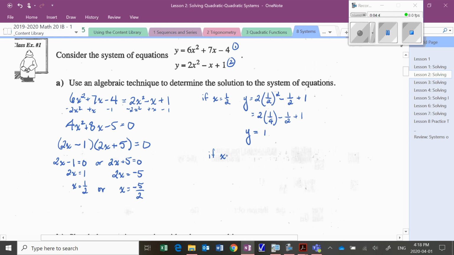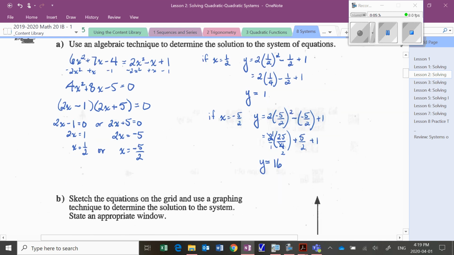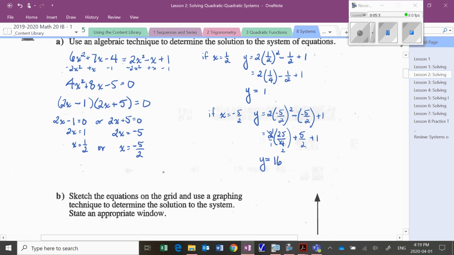So let's take a look at the other one then. If x is equal to negative 5/2, then y will equal 2 times negative 5/2 squared minus negative 5/2 plus 1. So squaring first, 2 times 25 over 4, and then plus 5 halves, plus 1, and we can simplify this. 2 over 4 is the same as 1 over 2, so I've got 25 halves plus 5 halves, which gives me 30 halves. 30 halves is also known as 15, plus 1 will then give me 16, so y would be equal to 16.